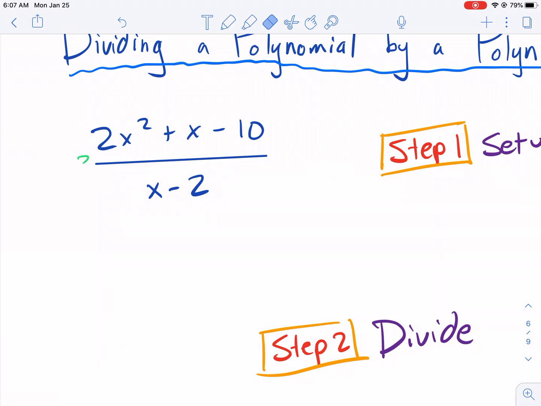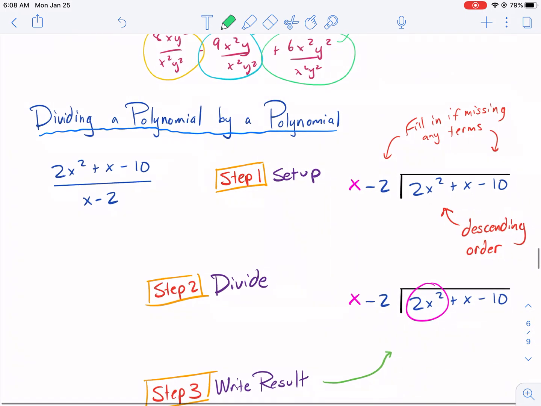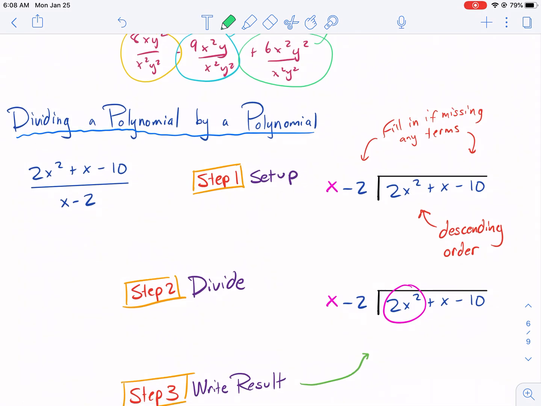So if you wanted to ask the question, for example, 12 divided by 4, what's that saying? It's saying 4 times what will give you 12. 12 is the bigger number. It's the one being divided. So 4 times what gives you 12. We're basically breaking down what is the other factor besides x minus 2 that goes into 2x squared plus x minus 10. Okay, so how do we approach this problem?